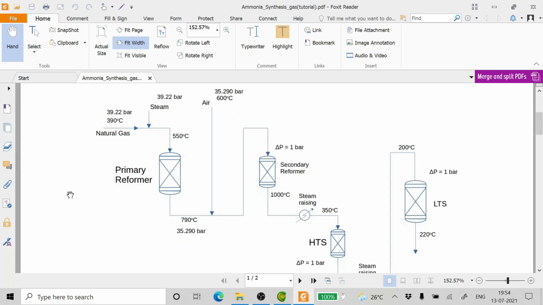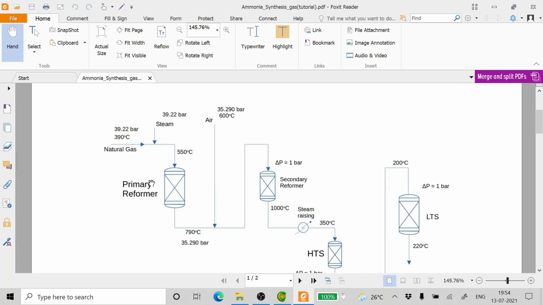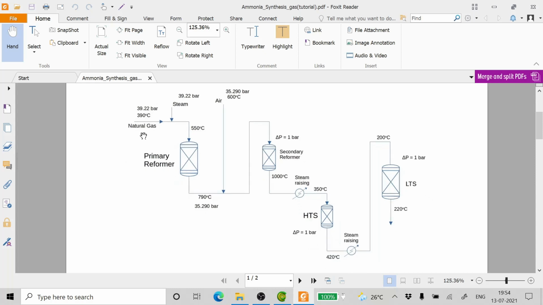Now, here we have the flow sheet of this process. As we can see in this flow sheet, the natural gas mixes with steam and enters the primary reformer. Now, the out gases from the primary reformer mix with air and go into the secondary reformer. In the secondary reformer, the reaction is performed and then this is followed by a high temperature shift, which is then followed by a low temperature shift.